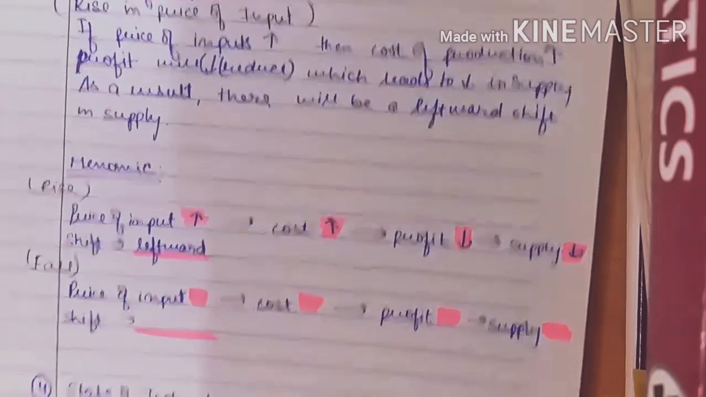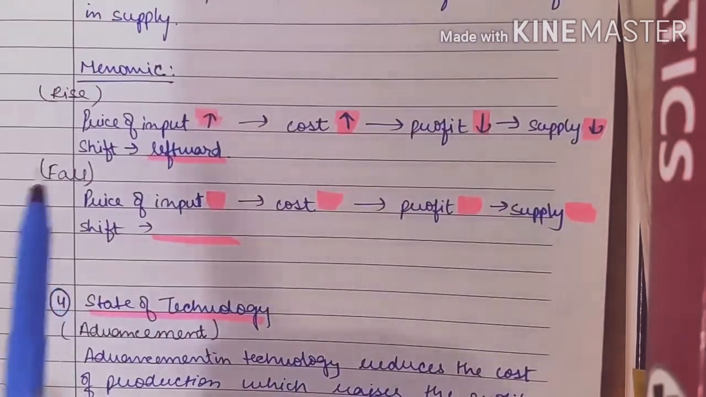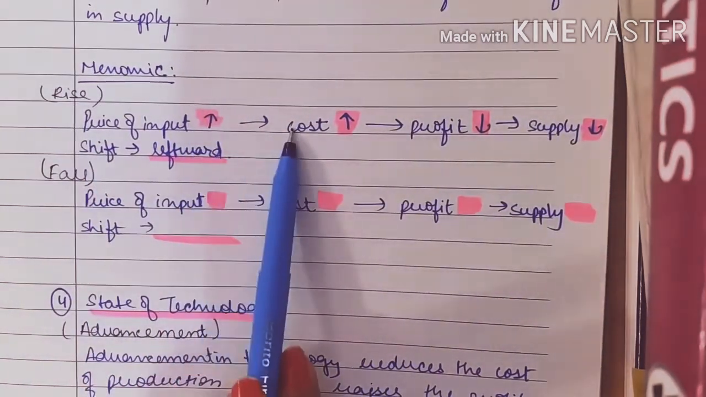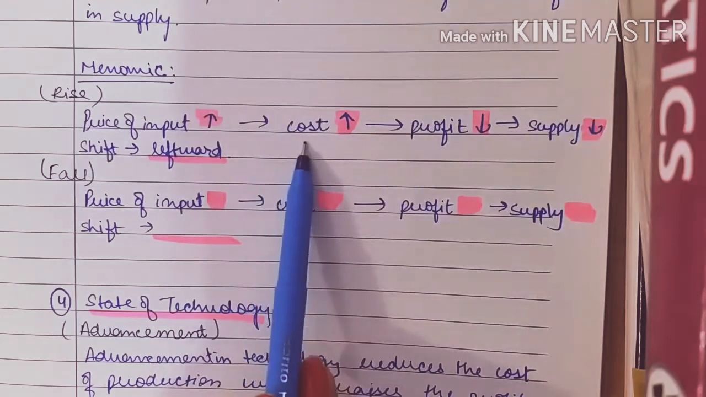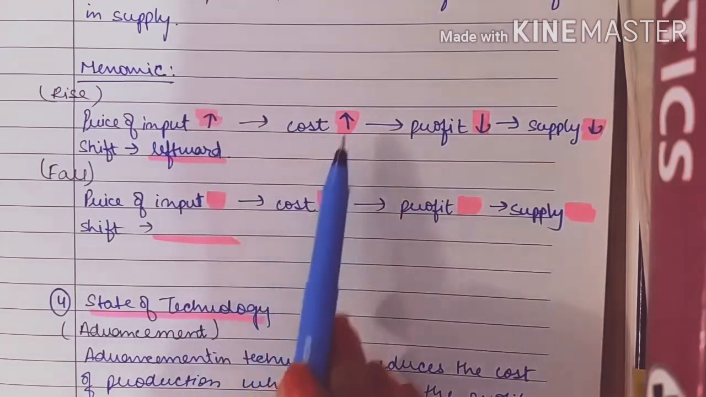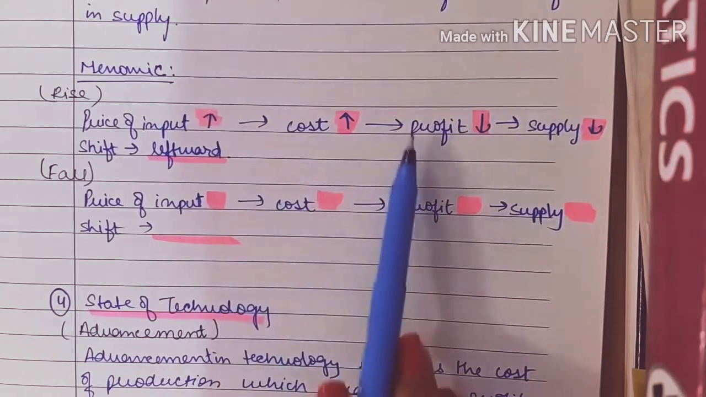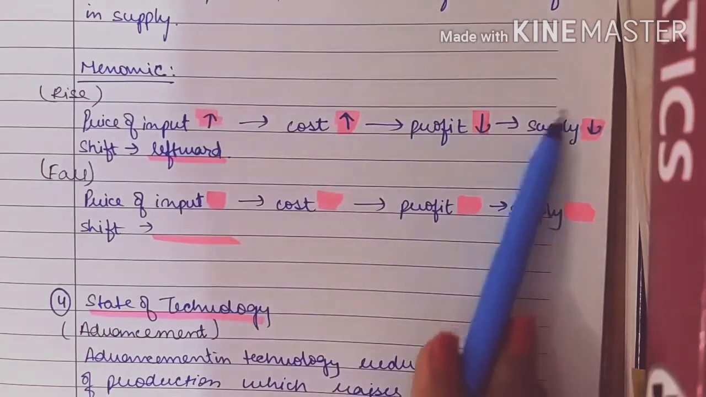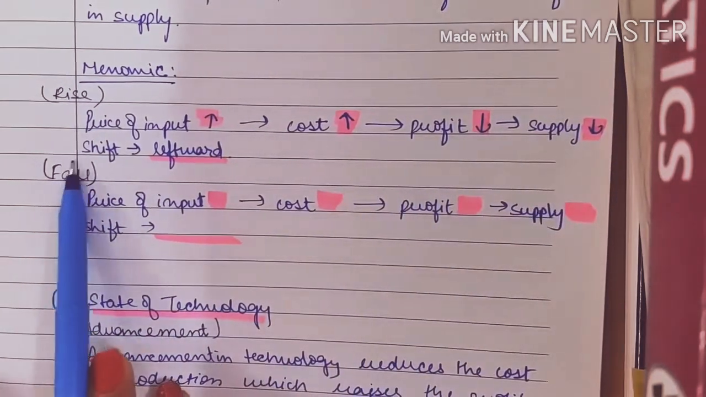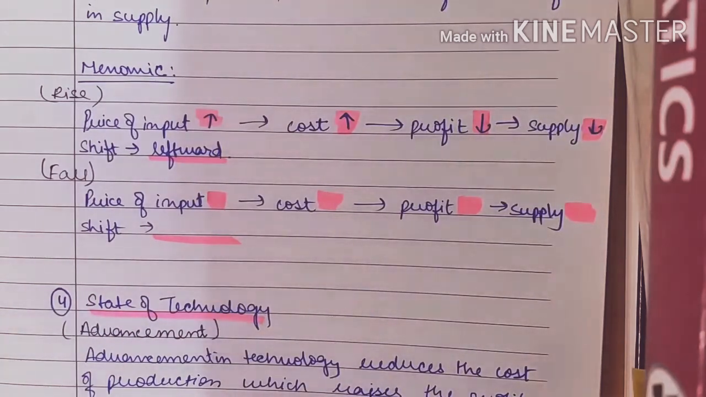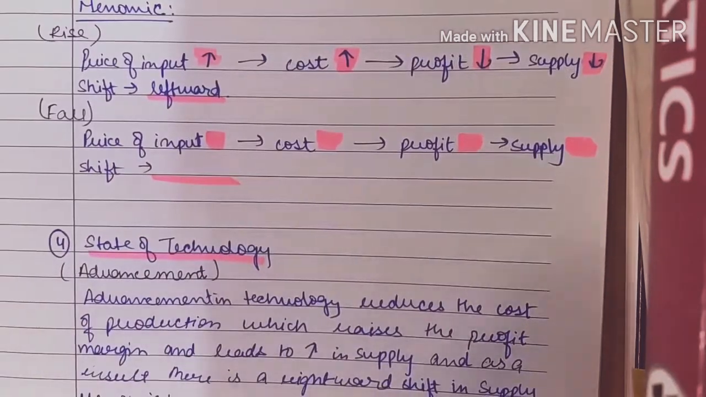We can learn it with the help of a mnemonic as well. Price of input increases, which leads to cost of production. This is just showing the arrow. Then cost of production increases. Profit decreases. Supply decreases, which leads to a leftward shift. See, it's so simple. Similarly, fall in the price of inputs can be explained.